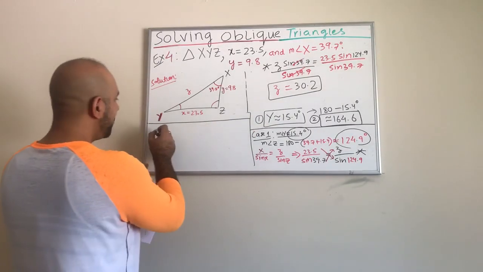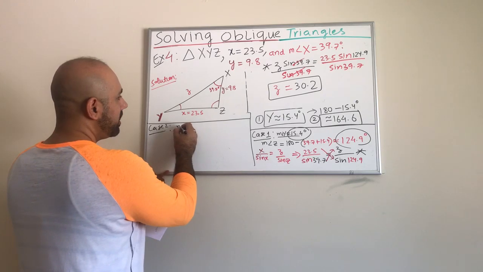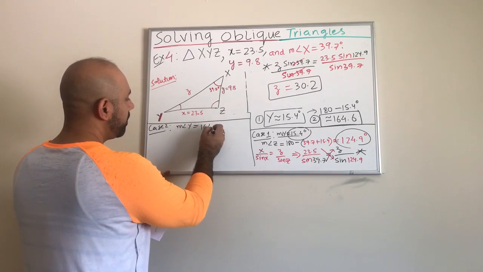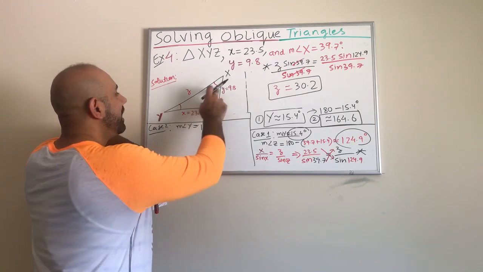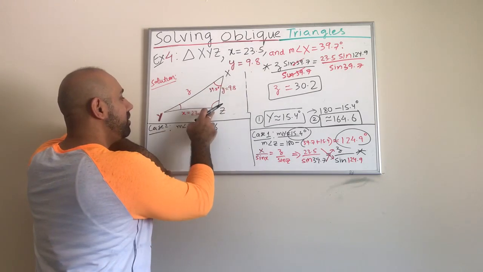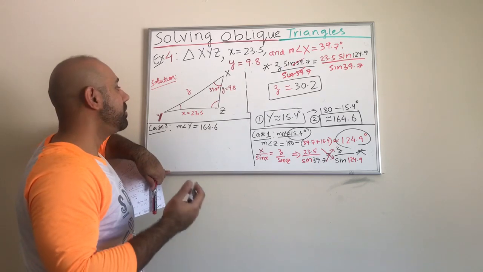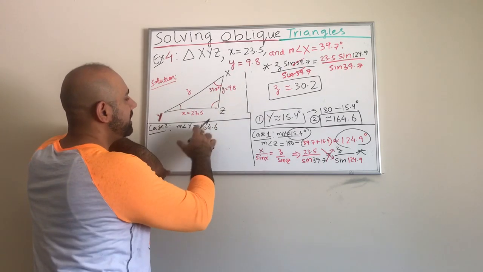The very first thing we're going to do here is case 2. I'm going to start by writing the measure of angle y for case 2 is going to be 164.6. Now wait a minute. Again, for case 2, we already have the value for x. We now have a value for y, and the first thing we have to do is find the value for z. In order to find the value for z, we know the sum of the angles of a triangle is 180, so 180 minus the sum of the other 2.